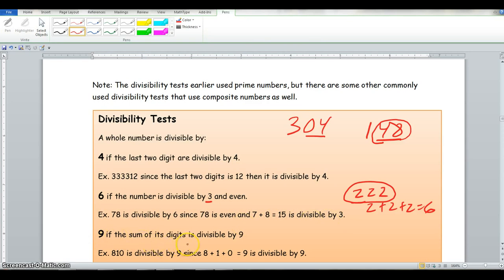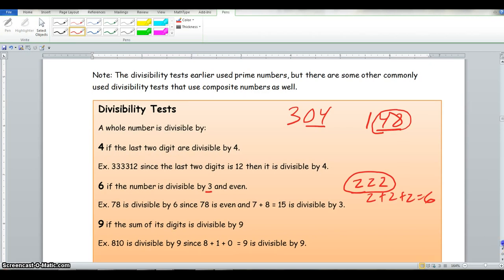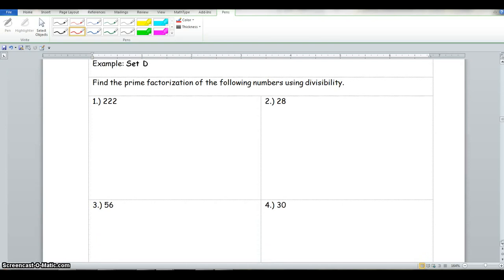Now 9, if the sum of its digits is divisible by 9. So it basically follows the same rule as 3, except when you add the digits together, they must be divisible by 9. Now these are some rules that you could use to help you solve certain problems. So I'm going to go through a few of these problems that should show you this here.